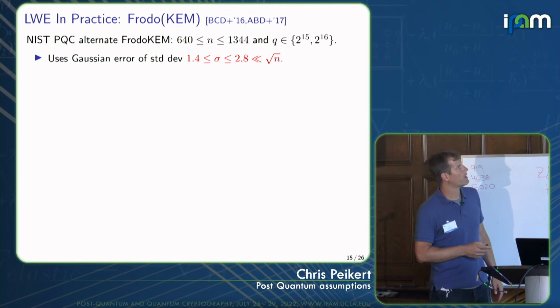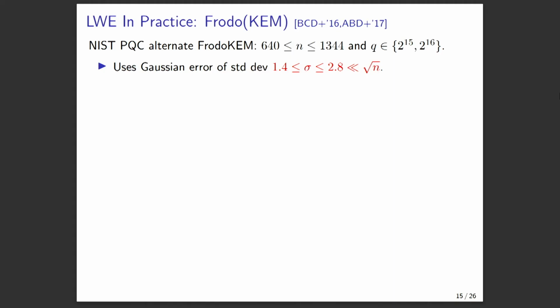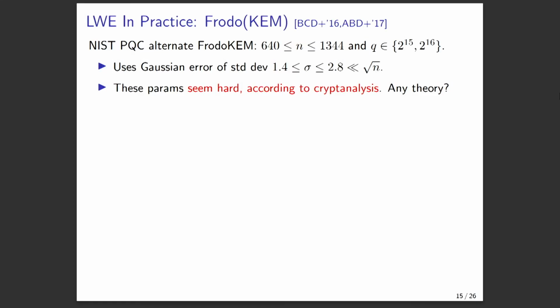What I want to highlight is that this is a good deal smaller than what the theorems that are widely known in the literature are telling you to use. The theorems in the literature say you should use about root n as your noise width. So these parameters, nevertheless, do seem hard. Actually, they're bigger than most other schemes use. But nobody knows how to break them in any special way. But is that really the case? Or can you come up with some attack because these parameters violate what the proofs say?